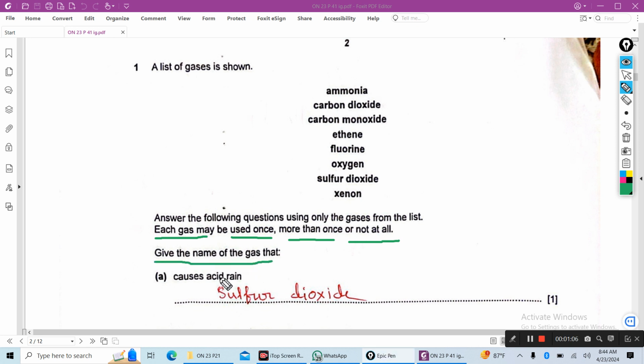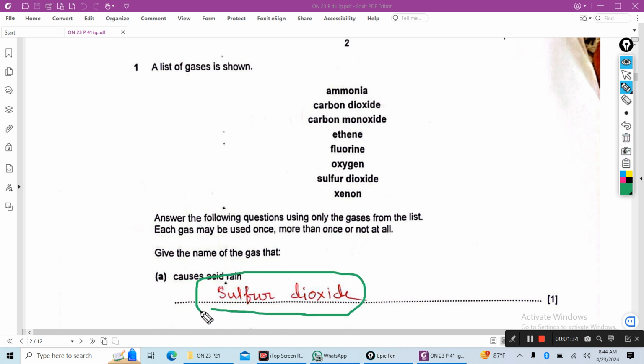Give the name of the gas that causes acid rain, number A. Sulfur dioxide gas is responsible for acid rain. Sulfur dioxide converts to sulfur trioxide. Then sulfur trioxide reacts with water to produce sulfurous acid. Sulfurous acid is oxidized by air to form sulfuric acid. Sulfuric acid is responsible for acid rain. So here the gas sulfur dioxide causes acid rain.